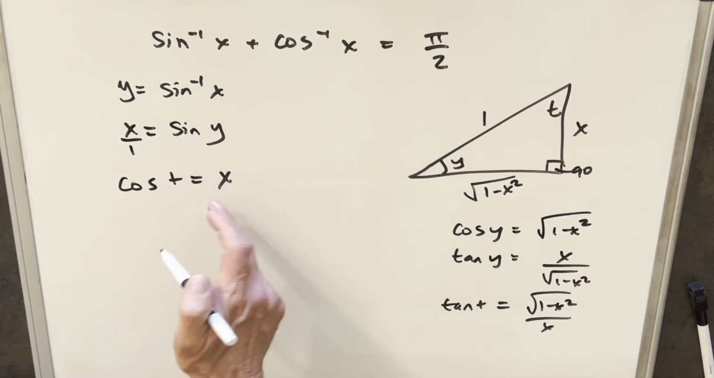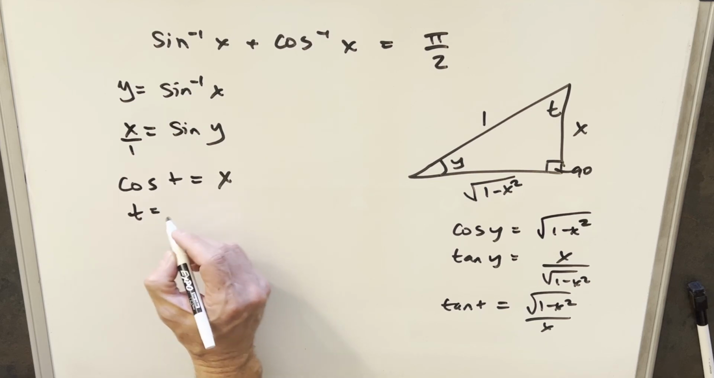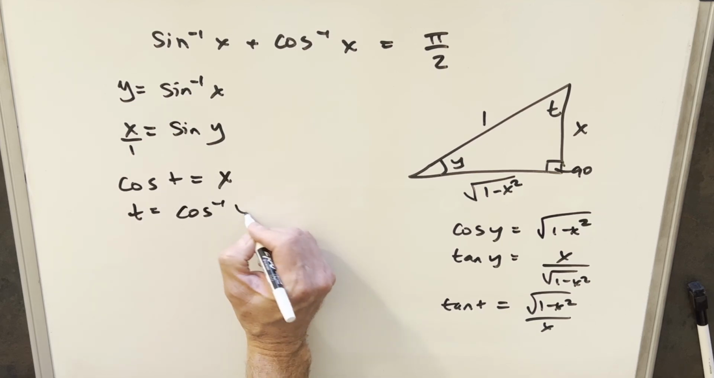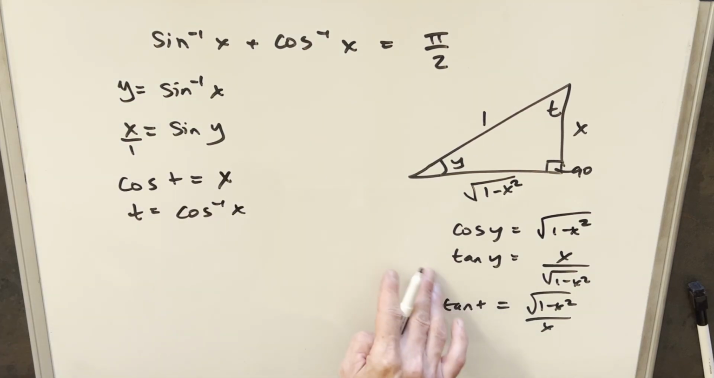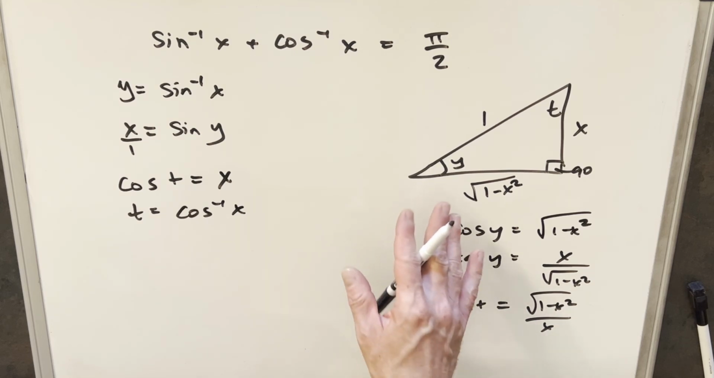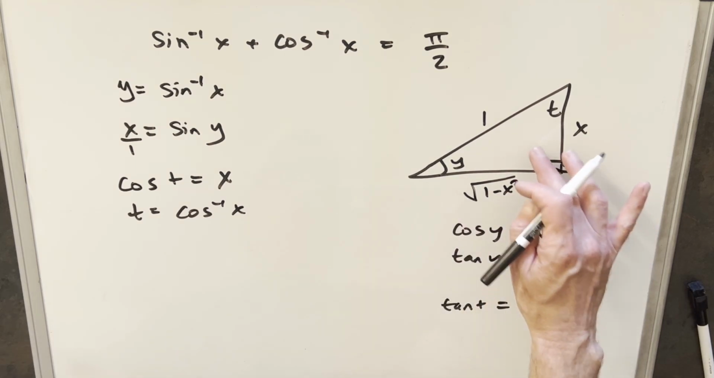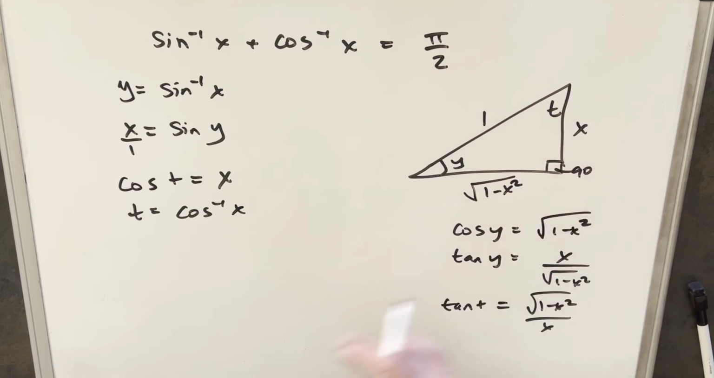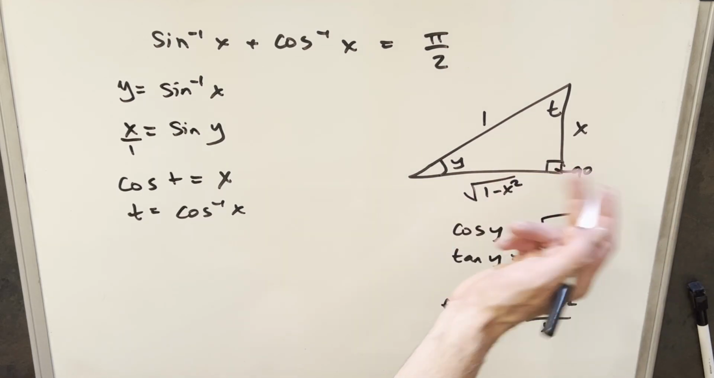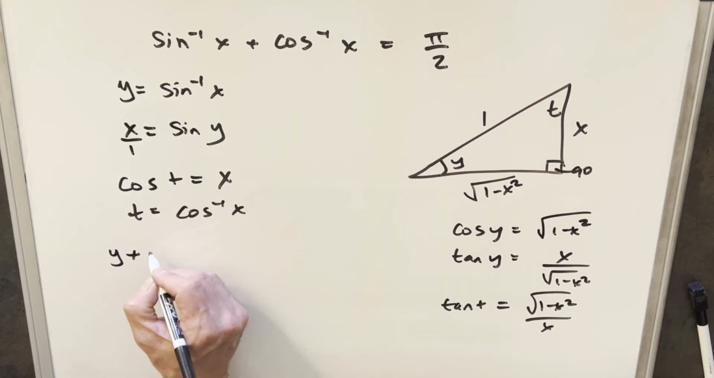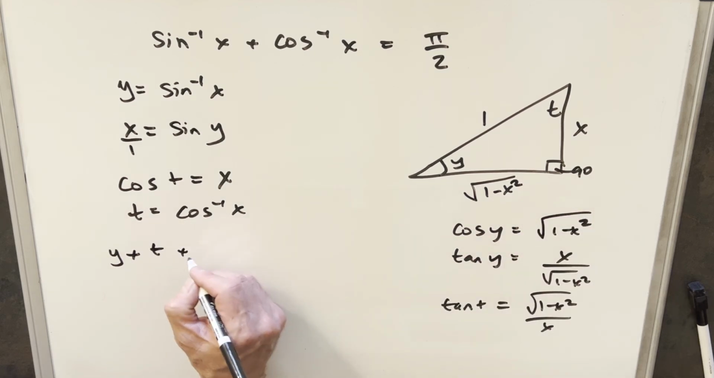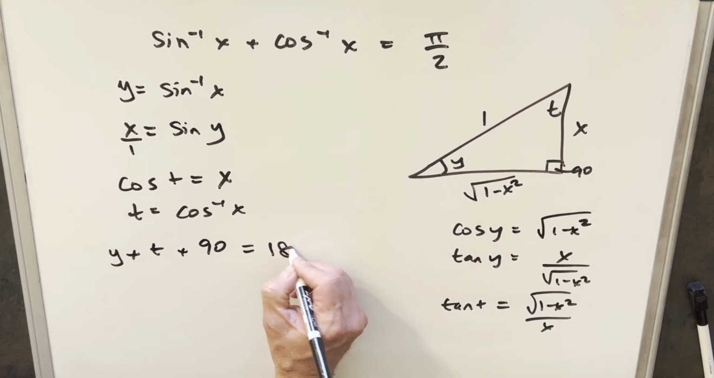Well, doing the same thing we did right here with the inverse, we could say that t is the same thing as arc cosine of x. And so at this point, we've got all the values that we need from our triangle. But the thing I want to notice from here is that all the angles of a triangle always have to add up to 180 degrees. We have all these angles, so we can say that y plus t plus this angle of 90 has to be equal to 180.